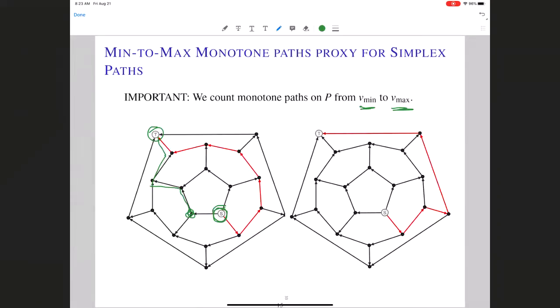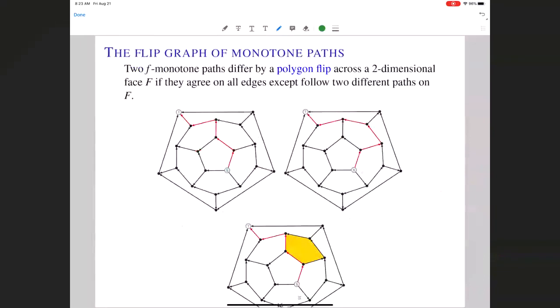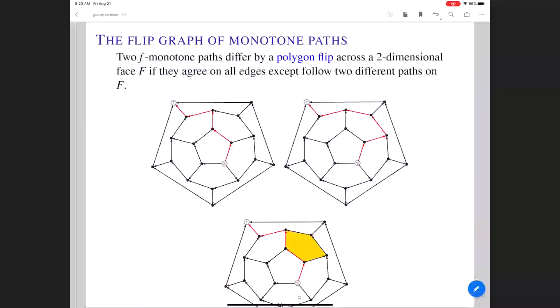Okay? So that's my assumption here. I'm going to make a very important definition. So please pay attention. This definition is something that I think Lalo Rivera is going to like a lot. So this is a definition of a flip on this graph of monotone paths. So what I do is I have two monotone paths. For example, here's my monotone path number one.